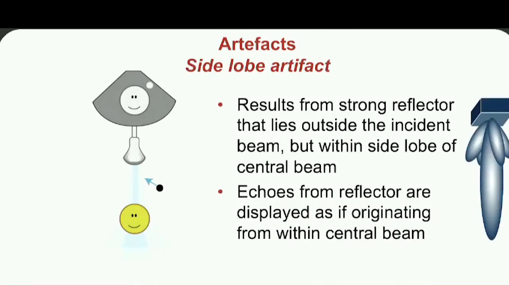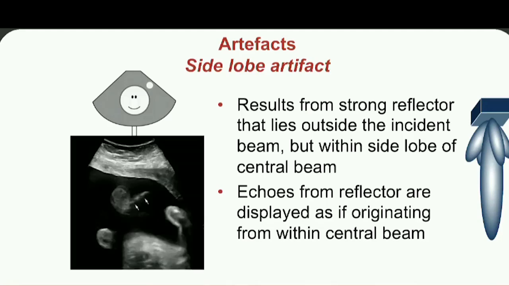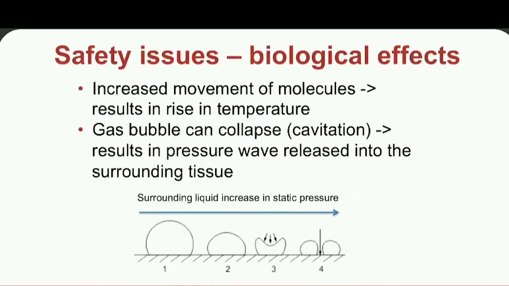Then you have the side lobe artifact, which results from a strong reflector that lies outside the incident beam, but within the side lobe of the central beam. That means when the ultrasound beam is produced, there is a central beam. There are also some side beams which go through, and tissue along the side beam appears as if it is originating from the central beam. So here, for example, is a side lobe artifact. A very classical example. You can easily mistake this for a membrane in a twin pregnancy, and you have a wrong diagnosis from that side lobe artifact.